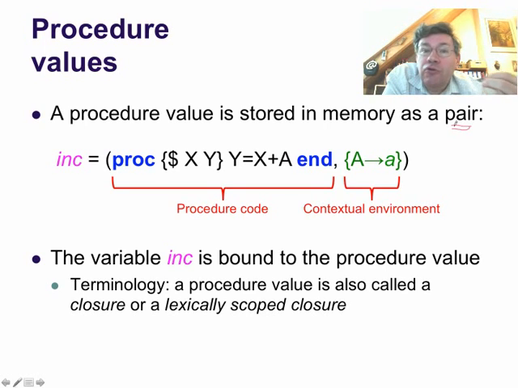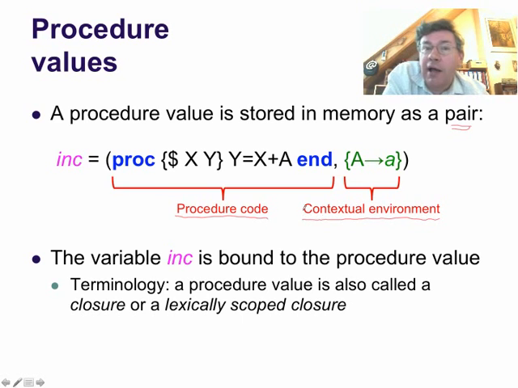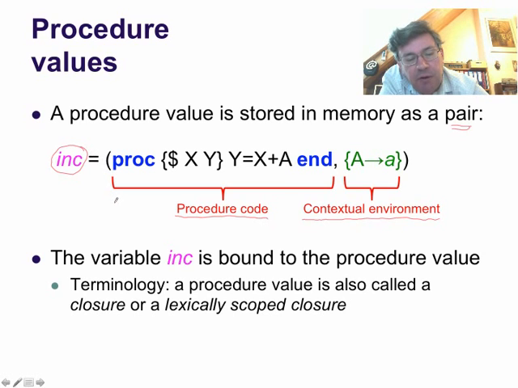In fact, there's two things in the procedure value, which, if you remember the last video, you know that there must be this second thing. So there is the procedure code, but then there is this second thing, which of course is the contextual environment. The procedure in memory must remember its contextual environment. So a procedure value here, inc, is bound to this procedure value, is a pair of two things.